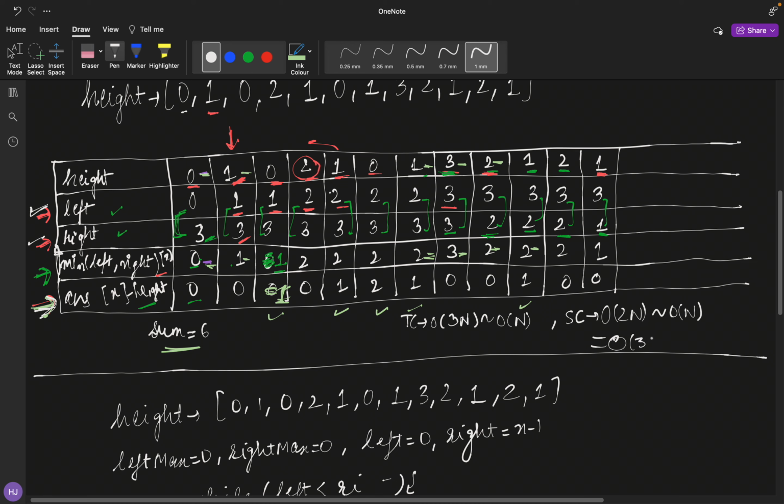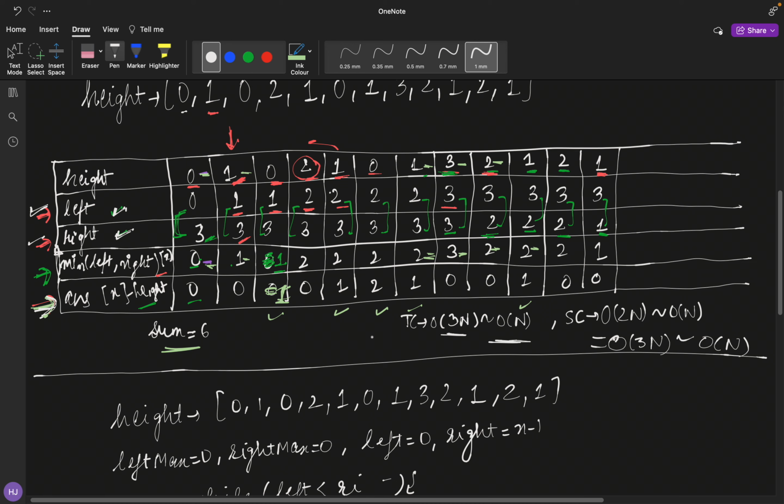So the time and space complexity in this case turns out to be 3n. Space complexity turns out to be 3n because we are actually using 3 arrays at this point, right? Which is similar to O of n, and the time complexity turns out to be 3n because at every point, first of all, we are finding all the left max, and then we are finding all the right max, and then we are calculating our answer for each and every point, right? So time complexity also turns out to be 3n, which is similar to O of n.